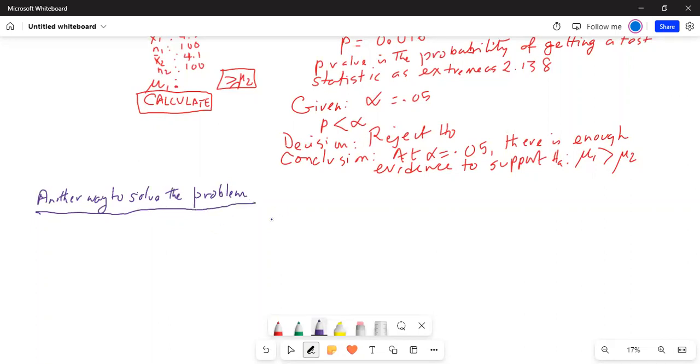Remember, I'll start with the alternate. Mu1 greater than mu2. And the null hypothesis can be mu1 less than or equal to mu2, or equal to. It does not matter as long as it contains the equal to sign. We already know the data.